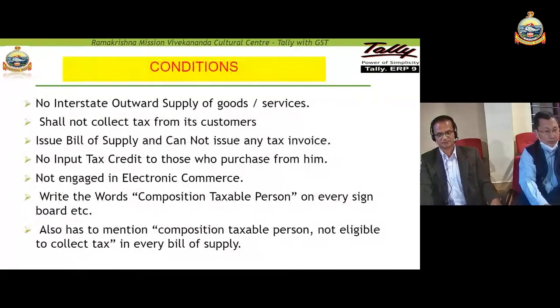Certain conditions are there. We have discussed other conditions. There is another condition for supply of goods. Since they cannot collect any tax from the customers, they have to mention prominently at their business premises that they are a composition dealer, number one. Number two, for each and every bill that they issue, these words have to be written: composition taxable person, not eligible to collect tax.